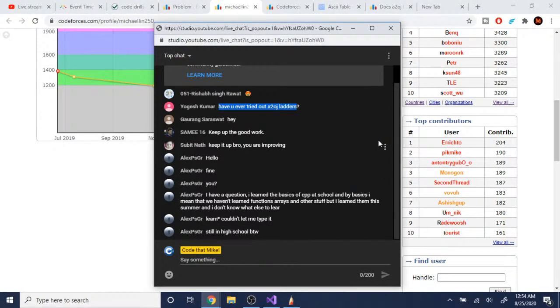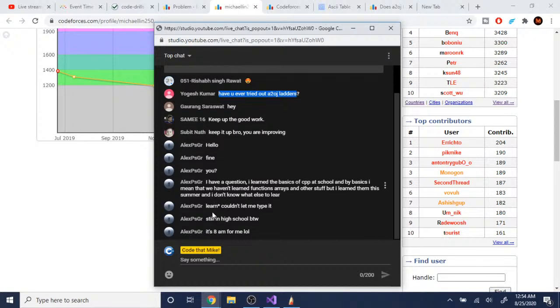By basically me, I haven't learned functions, arrays, and stuff like that. I learned them this summer. Still in high school. So you learned the basics of C++, and by basics, you haven't learned functions and arrays and stuff, but I learned them this summer.